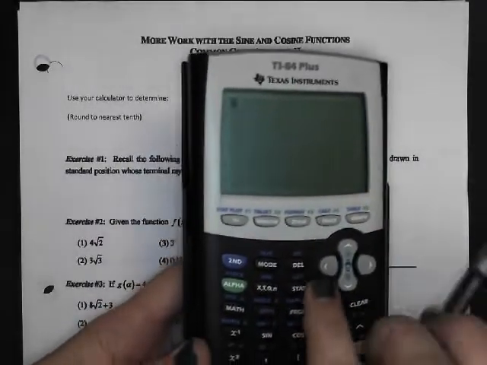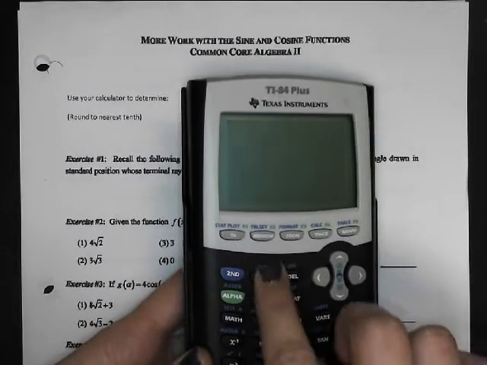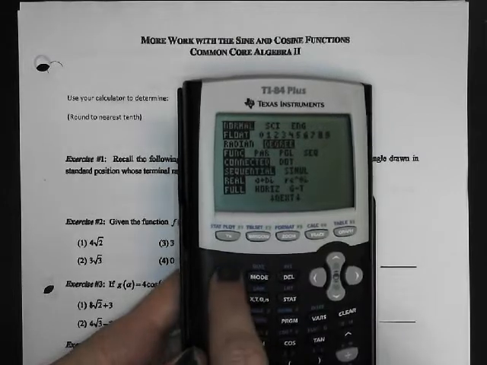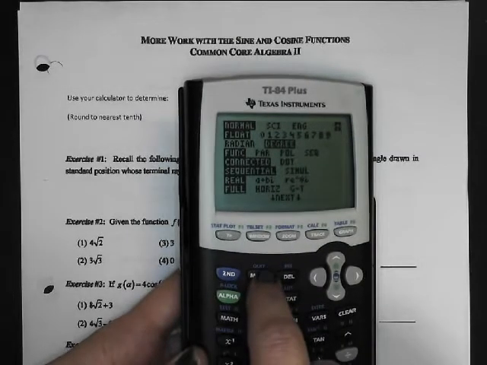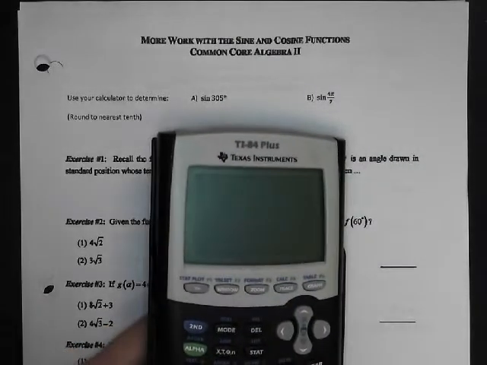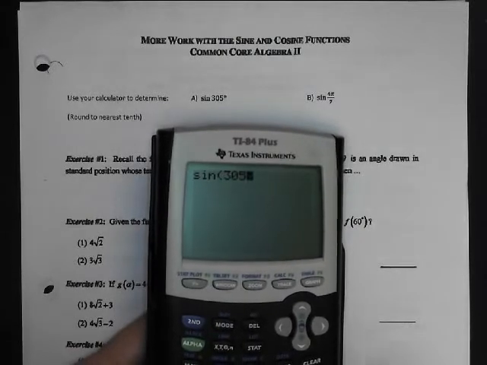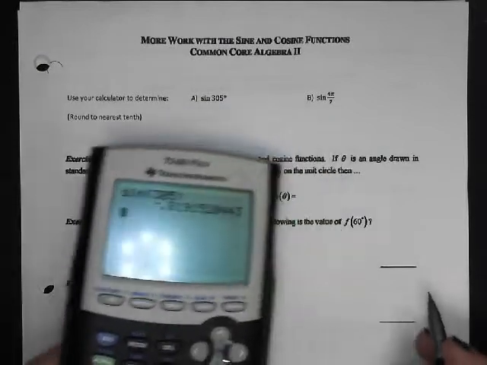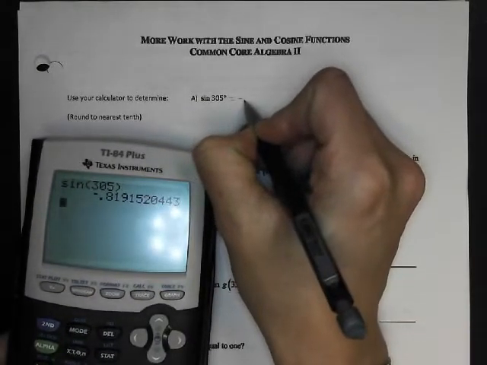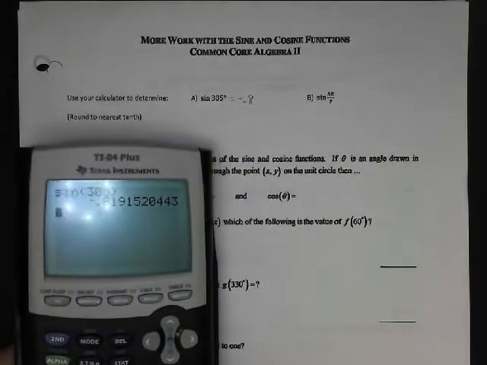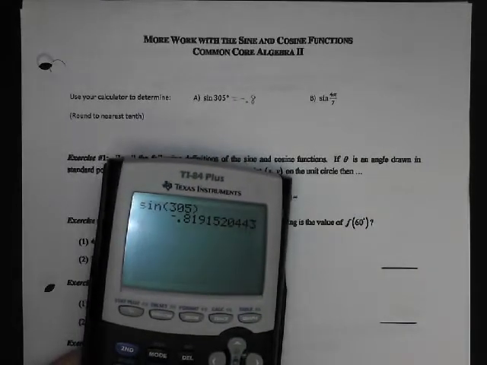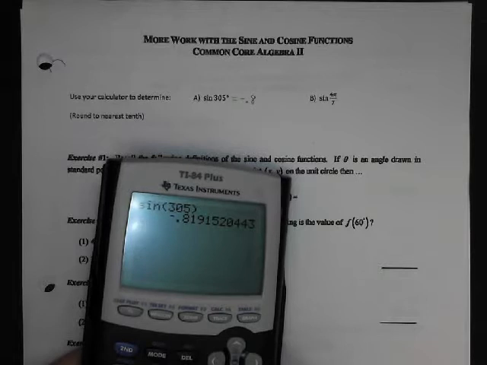So that's in degrees. So you would go to mode, and then there's a radian degree option. Now this is already in degrees, so if I just get out of that by hitting second mode to quit, and I just type in the sine of 305, it's reading that as degrees, and it's negative 0.8. It says to the nearest tenth, so we'll say negative 0.8. If I was in radians, I'd get a totally different answer.